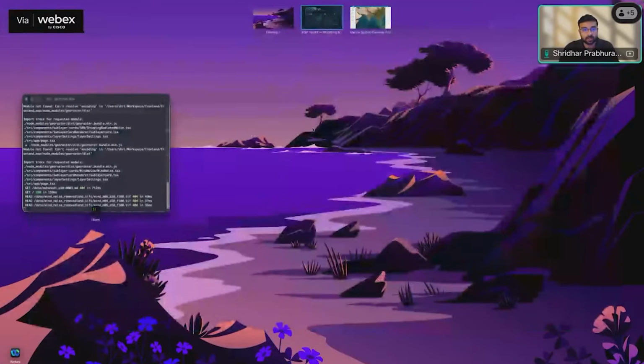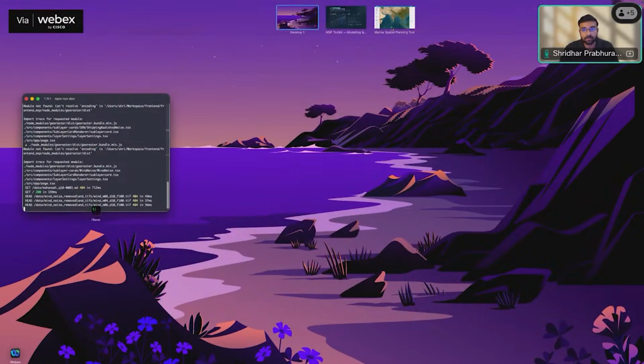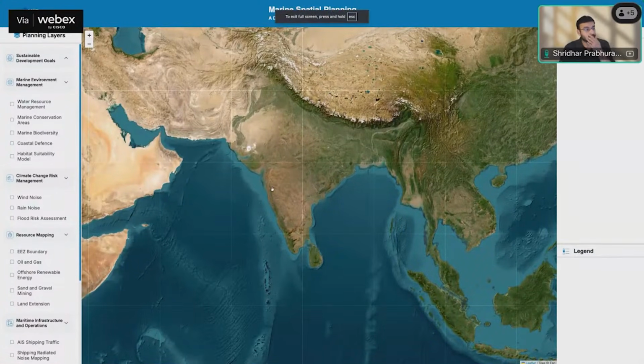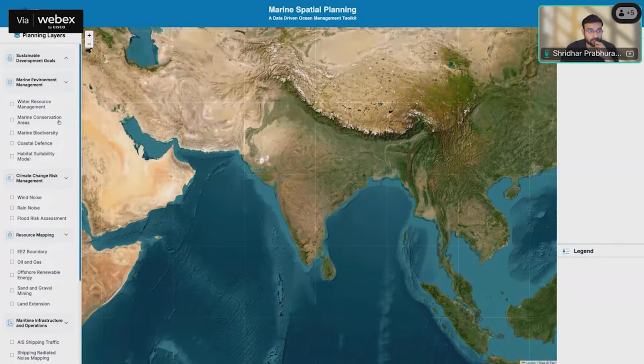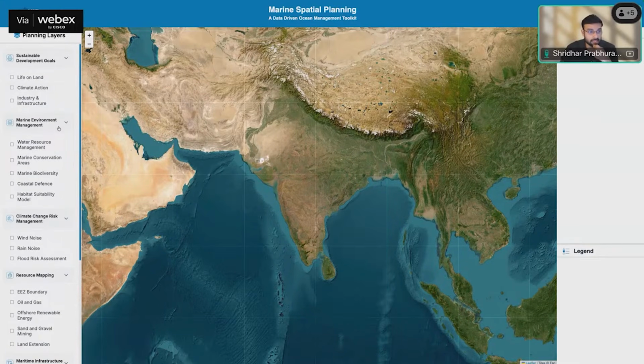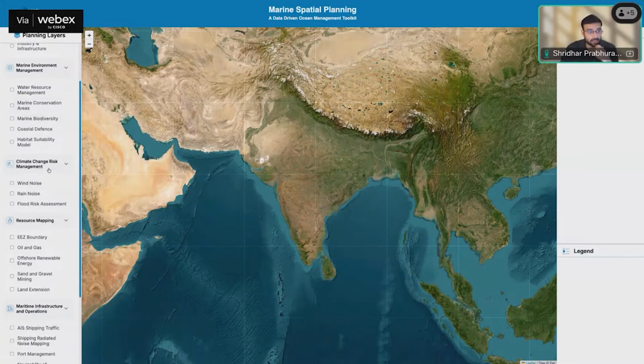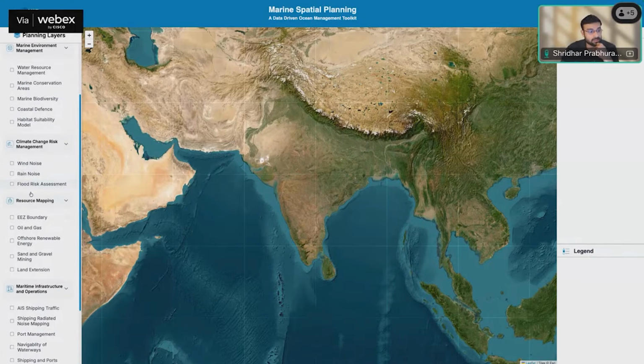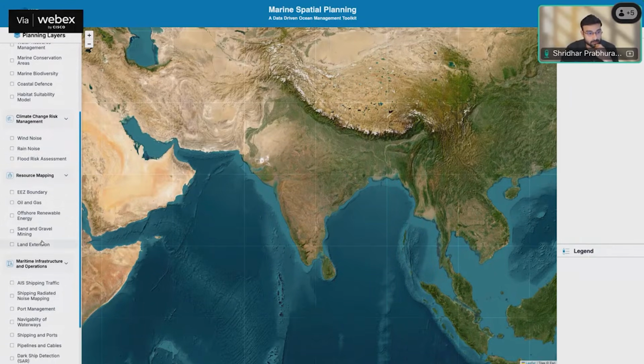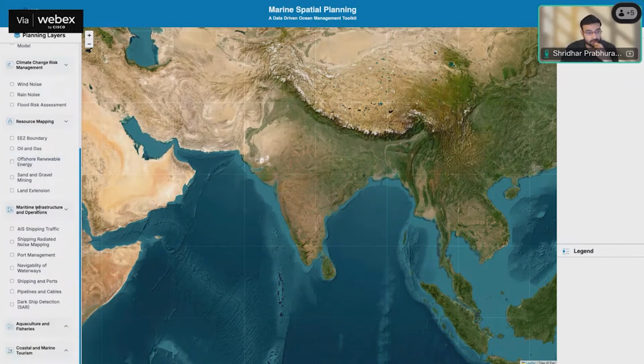Now, to begin with, allow me to very quickly demonstrate to you some of the scenarios. The tool that I'm showcasing here is the Marine Spatial Planning Toolkit that we have developed. On the left-hand side, you can see the planning layers. This includes planning across sustainable development goals, marine environment and management, climate change risk management, so wind noise, rain noise, some resource mapping, so we can have a look at the exclusive economic zone boundaries, and maritime infrastructure, where you can see the shipping traffic and so on.